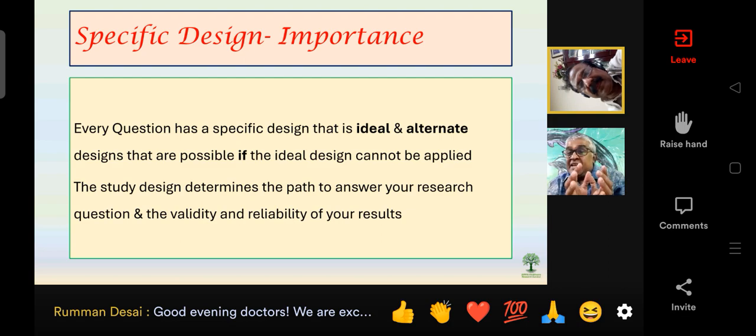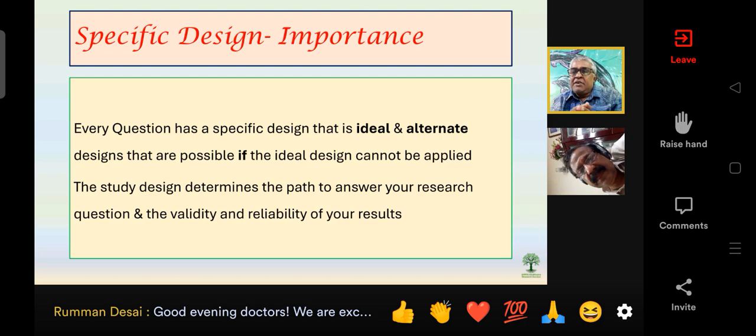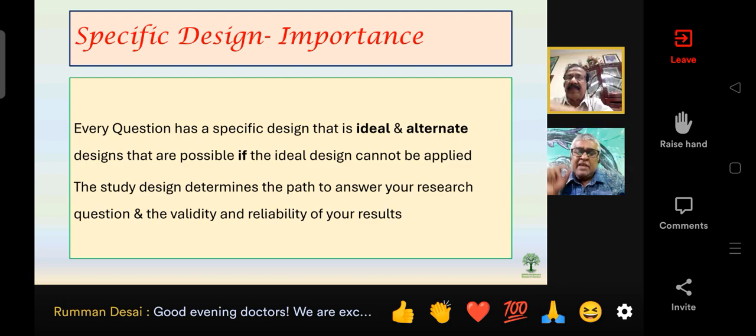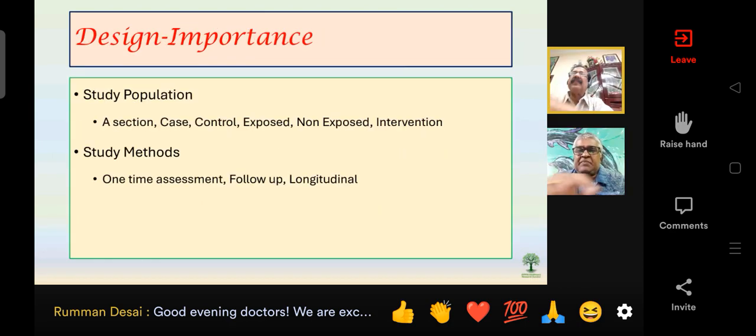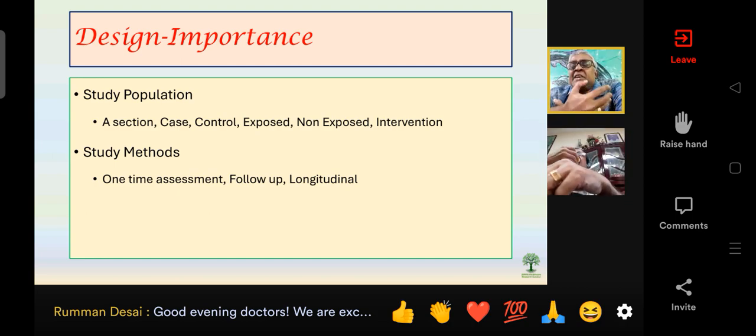So the design is important for you to determine the path to find the answer to your research question. And that affects the validity and reliability of your research. So it's a very important component of any study. And it's a very important component of your dissertation. What specifically, when I say it's important, what is it specifically important for?